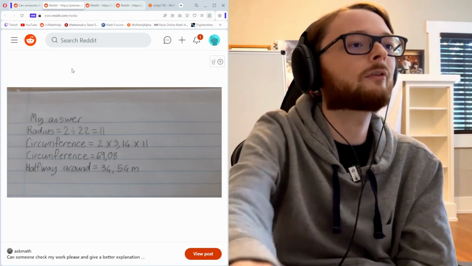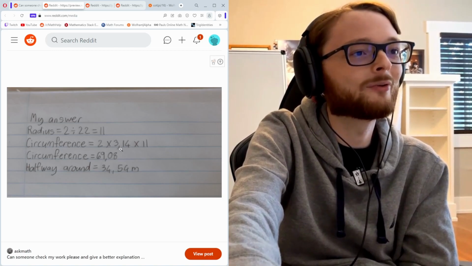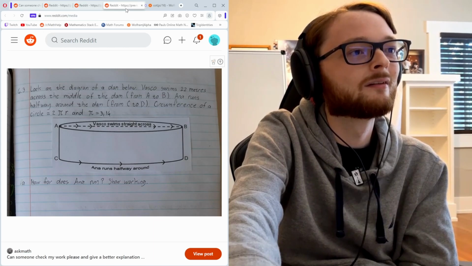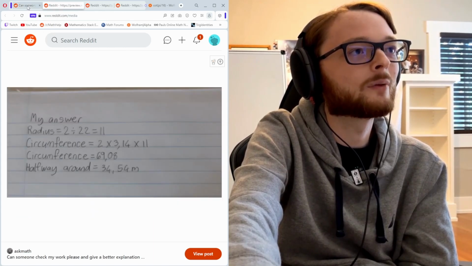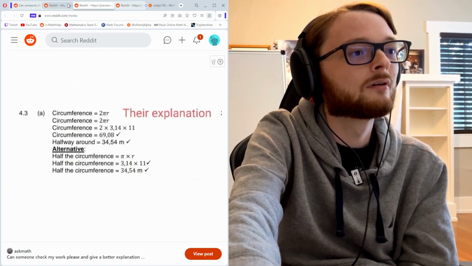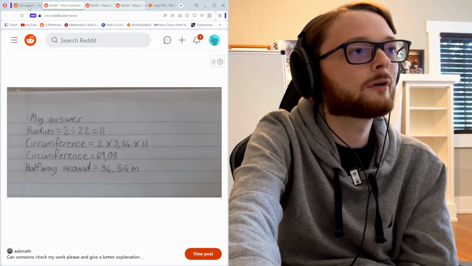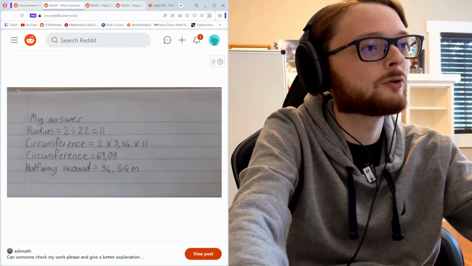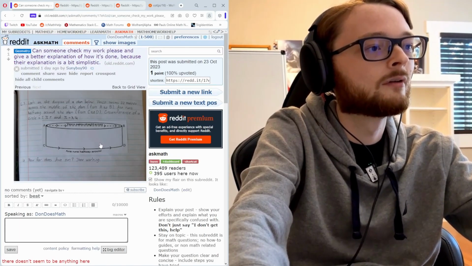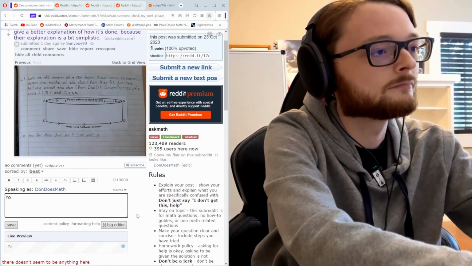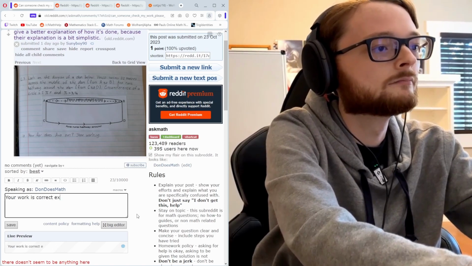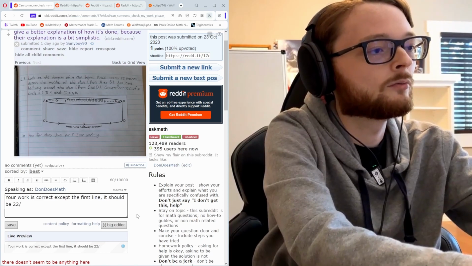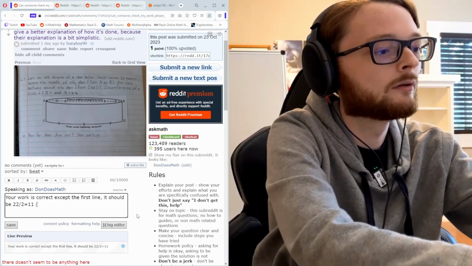2 times, oh, I get mixed up with the commas being decimals. 2 times 3.14 times 11. And the radius is 11, so their work is right, except for a little arithmetic mistake. They should do 22 divided by 2. Should be 22 over 2 equals 11.